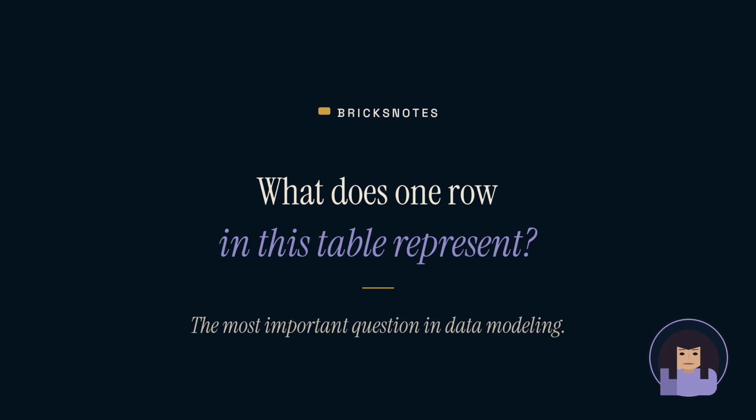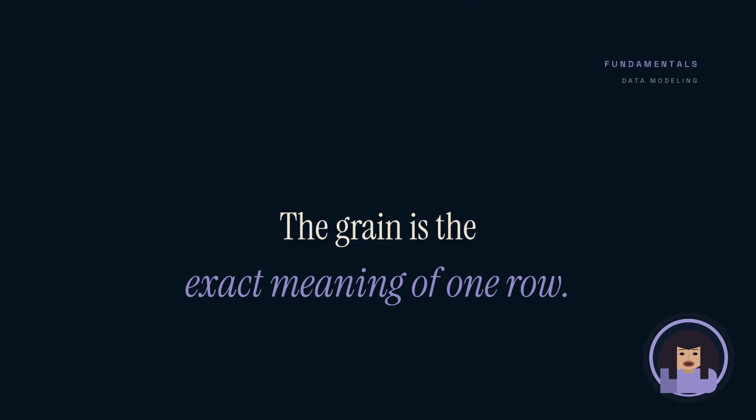Today, we are going to understand the most important question in data modeling. What does one row in this table represent? The grain is the exact meaning of one row.